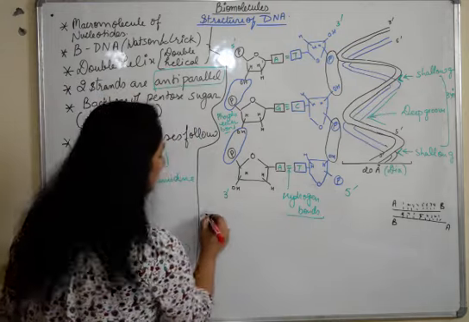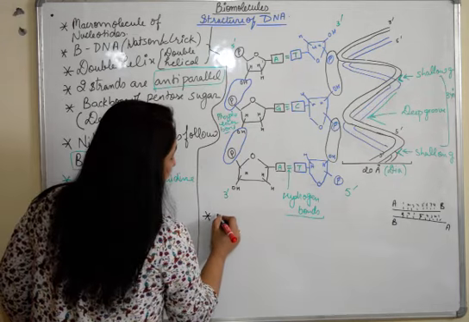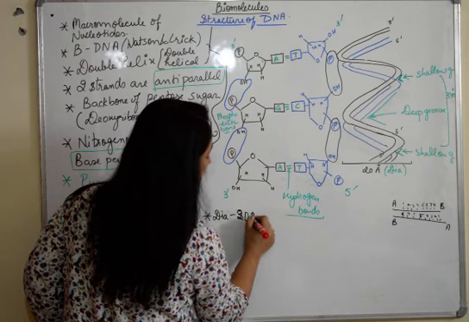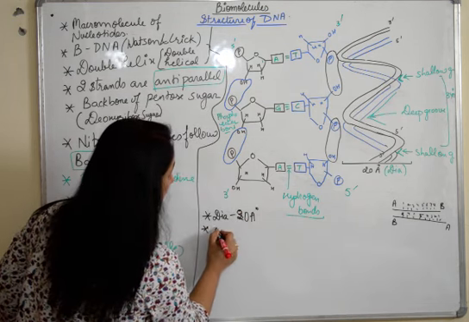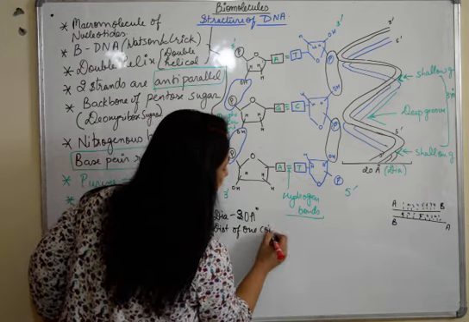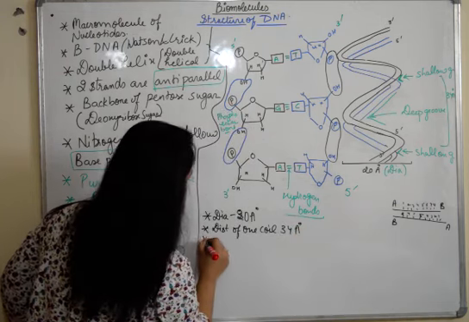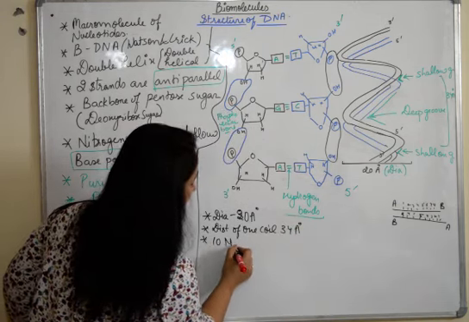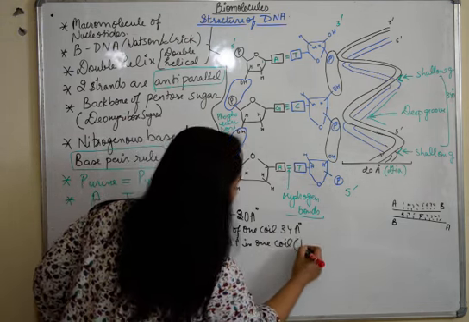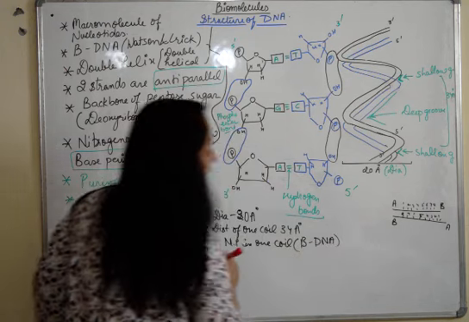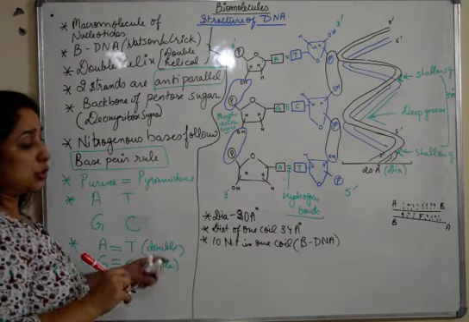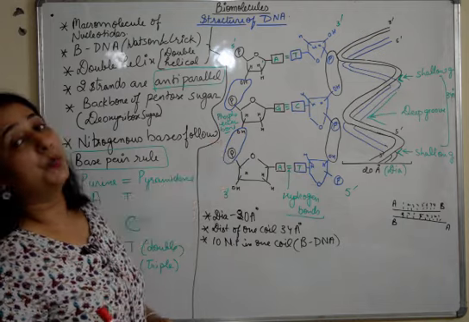So I'll write it here. 1. The diameter is 20 angstroms. The distance of one coil is 34 angstroms. 10 nucleotide pairs in one coil. This is specifically for B DNA. Fine. And there are shallow grooves and deep grooves. This we have already discussed. So these are some important pointers related to DNA.